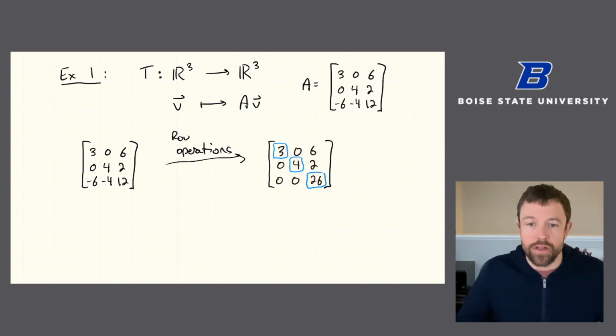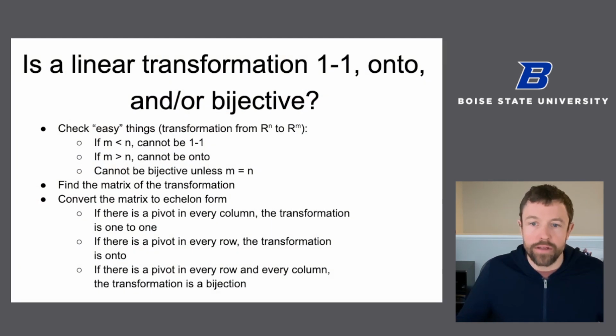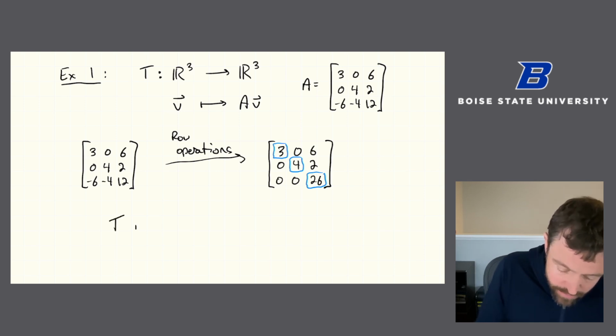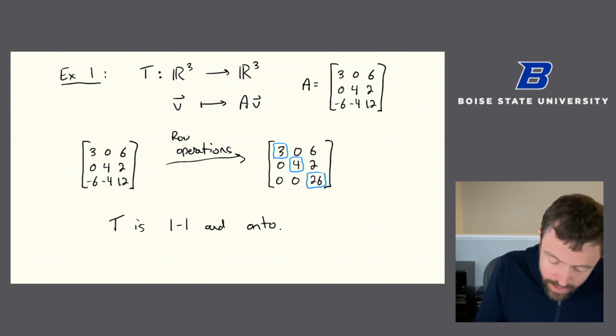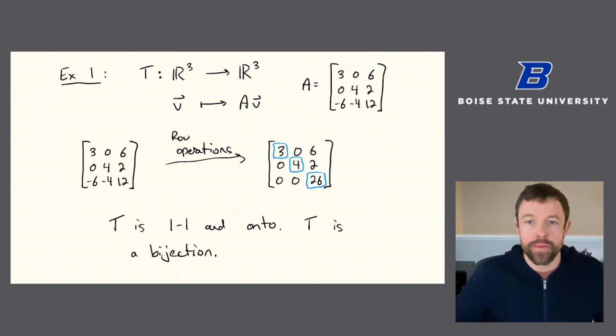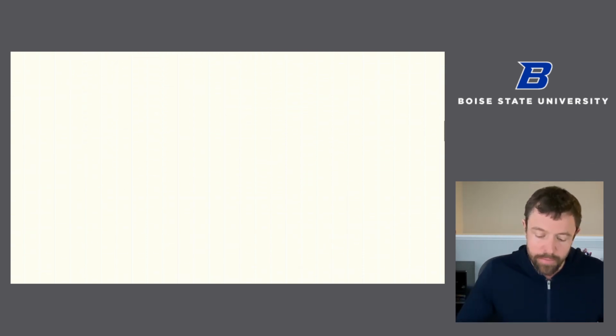So this transformation is onto, and we already know the answer to the next question, but if there's a pivot in every row and every column, which there is, we just checked, the transformation is a bijection. So this is both one-to-one and onto, and therefore T is a bijection. All right, example 1 is taken care of. Let's move on to another example.